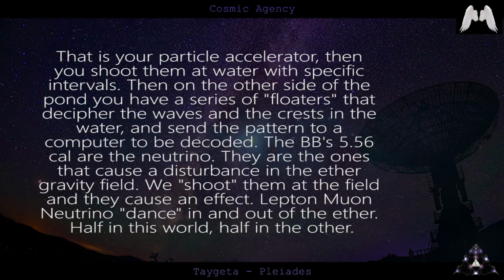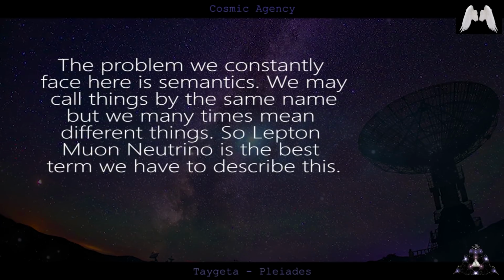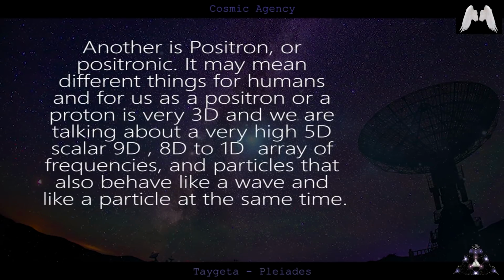Lepton muon neutrino dance in and out of the ether, half in this world, half in the other. The problem we constantly face here is semantics. We may call things by the same name, but we many times mean different things. So, lepton muon neutrino is the best term we have to describe this. Another is positron or positronic. It may mean different things for humans and for us, as positron or a proton is very 3D. And we're talking about a very high 5D scalar 9D, 8D to 1D array of frequencies in particles that also behave like a wave and like a particle at the same time.